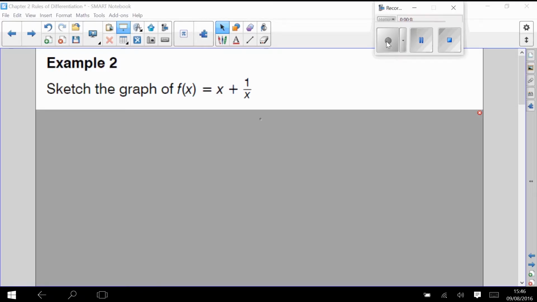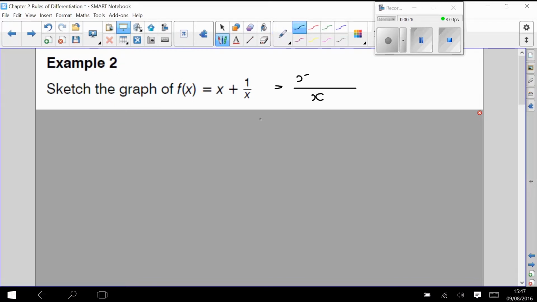In this example, we're going to sketch the graph of f of x. Now, it's much easier to sketch this graph if I write this over a common denominator. And so I'm going to do that first. My common denominator is x. And so in my numerator, I'm going to have x squared plus 1.